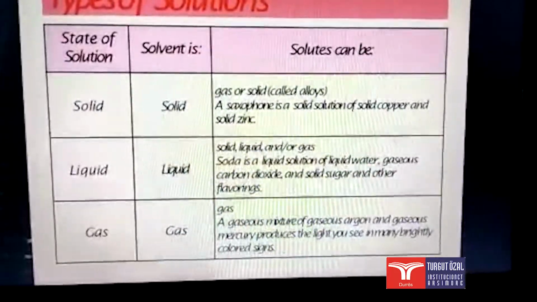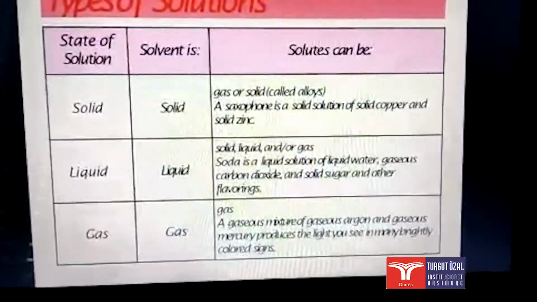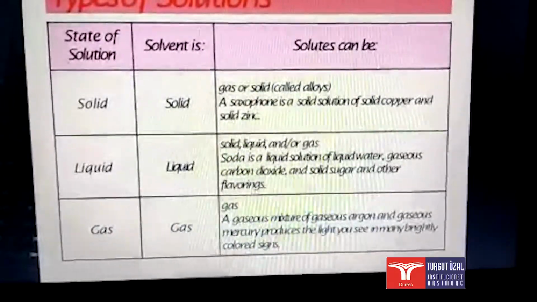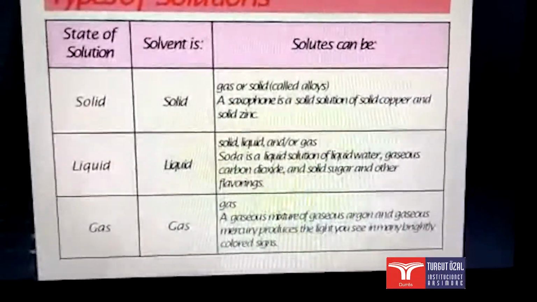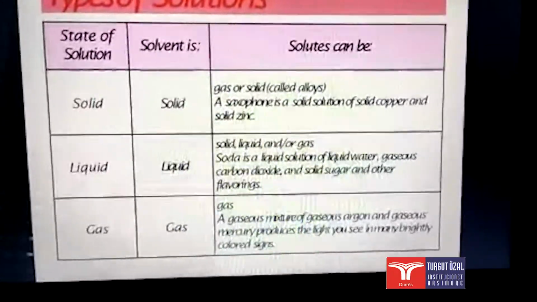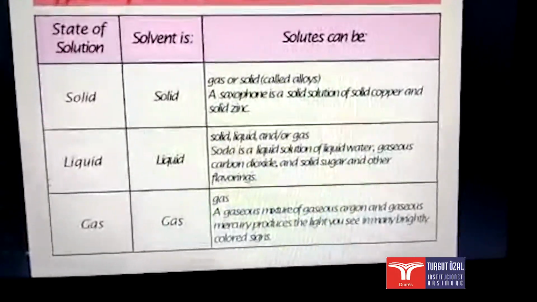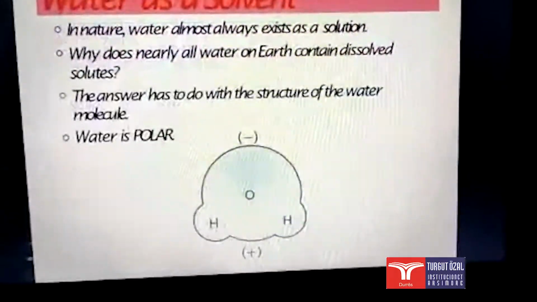Types of solutions. We have some solutions that are made by two solids, which are called alloys. Two liquids, such as soda or Coke, and gases, such as a gaseous mixture of argon and mercury that produces the light we see in many brightly colored signs.